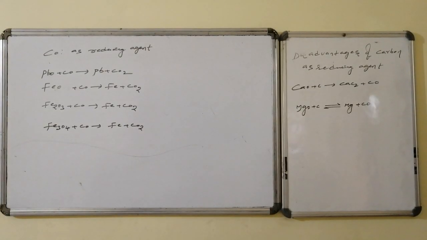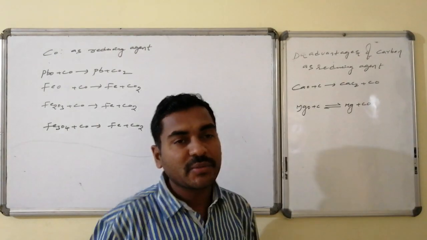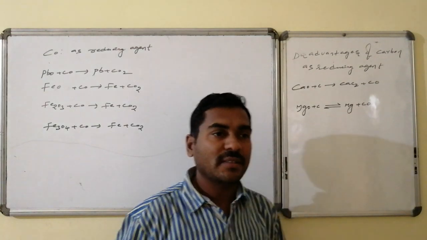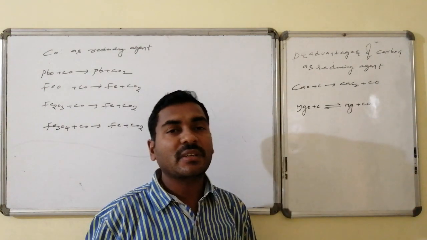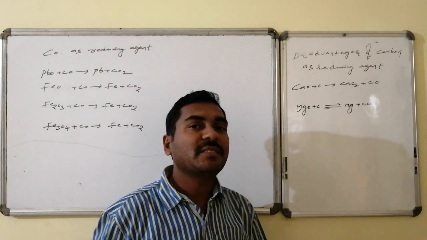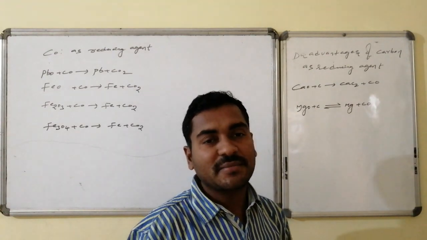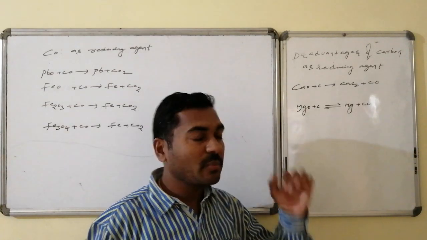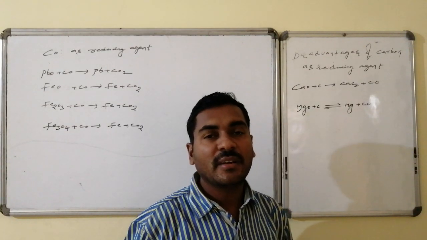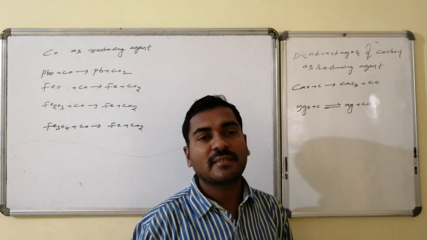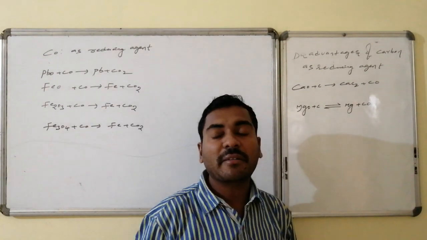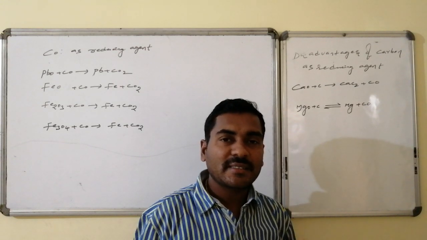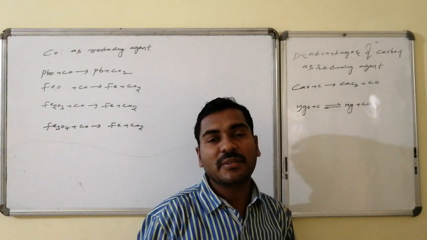Now the disadvantages of carbon acting as a reducing agent. If it is allowed to react with more electropositive metal oxides, for example calcium oxide on reaction with carbon, that is not converted to calcium metal, it is converted to calcium carbide. In the second case, magnesium oxide is converted to magnesium followed by carbon monoxide, but that is a reversible reaction. At high temperature it moves in the forward direction, but at low temperature it comes in the backward direction. Hence it is a reversible reaction and becomes complicated. Thus, these are the disadvantages when carbon is used as the reducing agent.